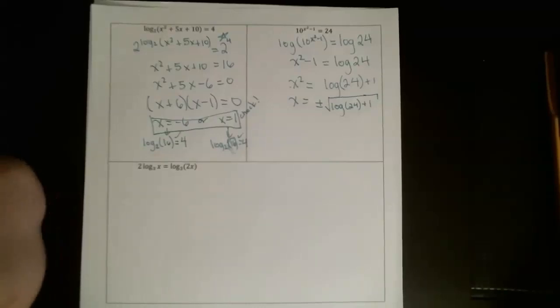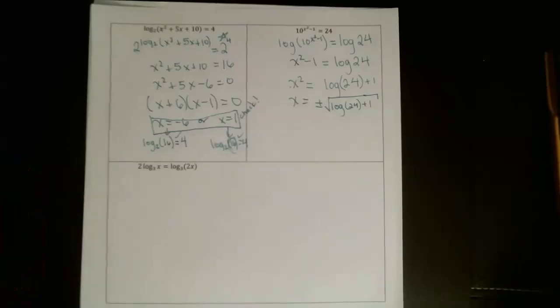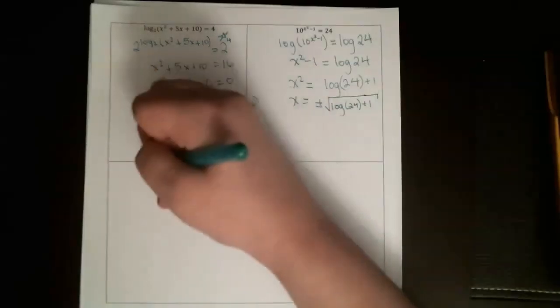2 times log base 3 of x equals log base 3 of 2x. This seems like it's not a big deal to solve, and actually it isn't, but there's one really easy mistake to make. I right away noticed that I have a log base 3 on both sides, and I would like to exponentiate with base 3 to get rid of those, but you have to be really careful.